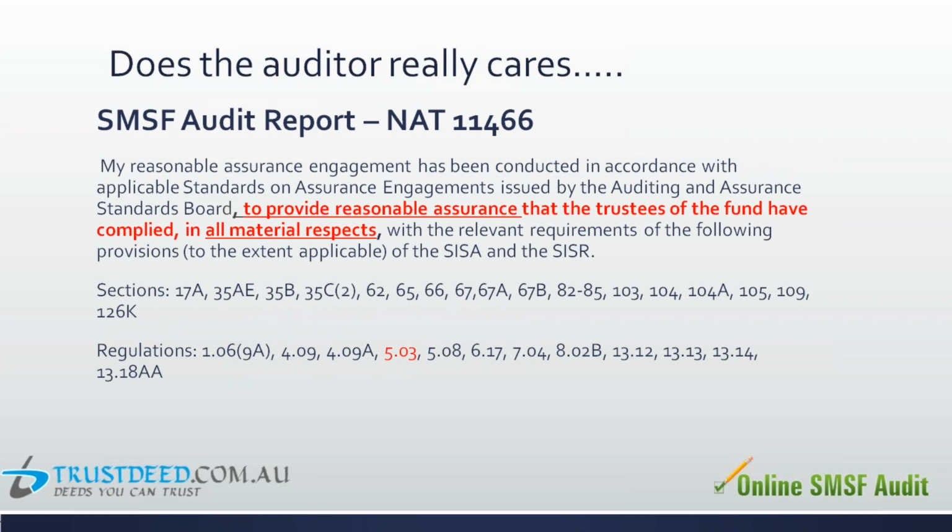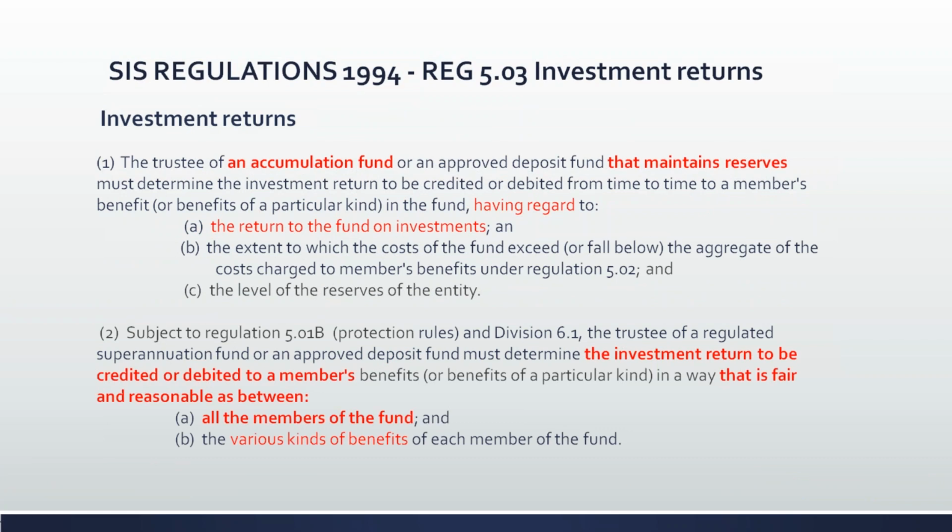First thing is, does the auditor really care? If you download the SMSF audit report from the ATO website, NAT 11466, and you already have a copy, then what you're signing is that the distribution is okay, and you have done a reasonable test to provide assurance to the trustees that the fund has complied with the various sections. The section relevant to us is included in the audit report, which is SIS regulation 5.03. Auditors must be very careful, and they are forming an opinion whether the super fund has complied or not complied.